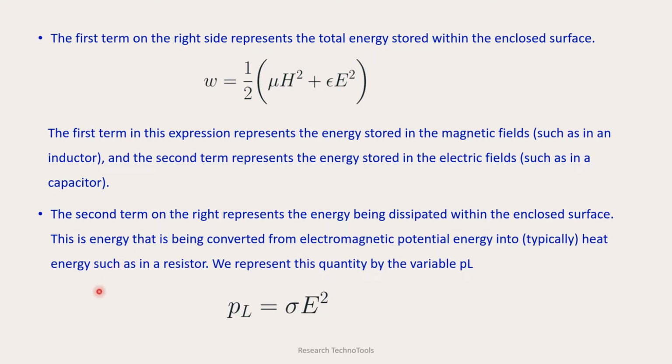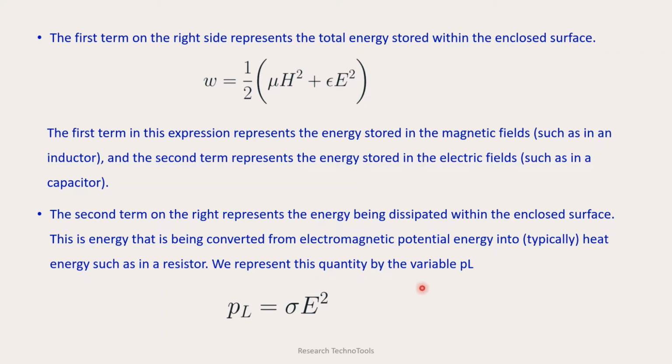Now the second term on the right hand side represents the energy being dissipated within the enclosed surface. This is the energy that is converted from electromagnetic potential energy into heat energy, such as in a resistor, and we can represent this quantity by the variable PL. So here PL equals sigma E square.